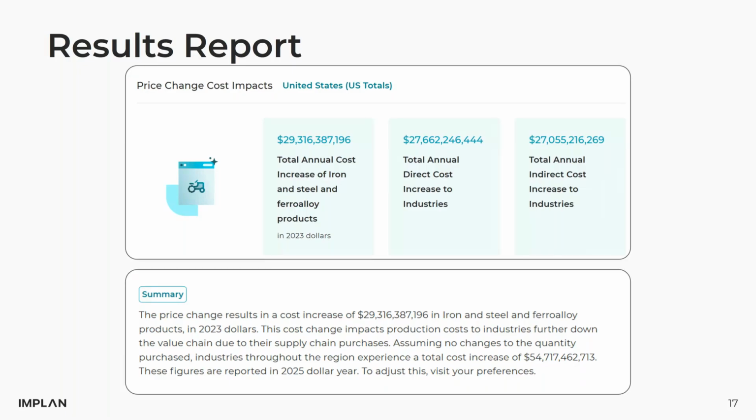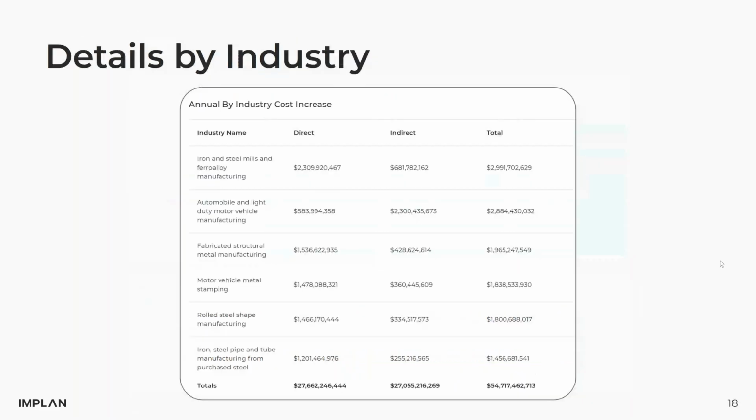And then lastly, that number on the far right, the 27.055, is the indirect cost to industries further down the chain. So we see all of this together. What IMPLAN has done at the bottom here for you is just written up a basic summary of what these three figures mean. You'll also find the details by industry.